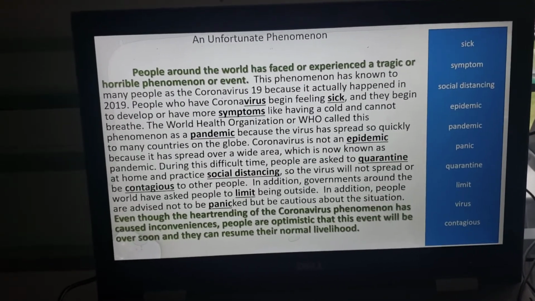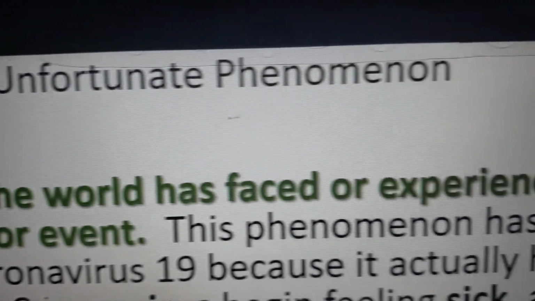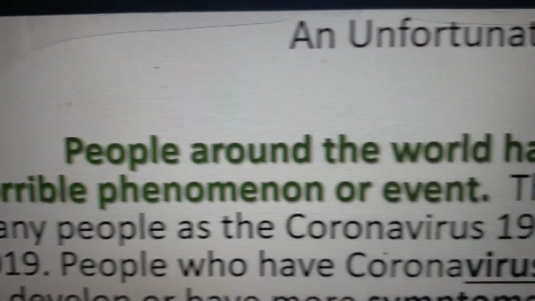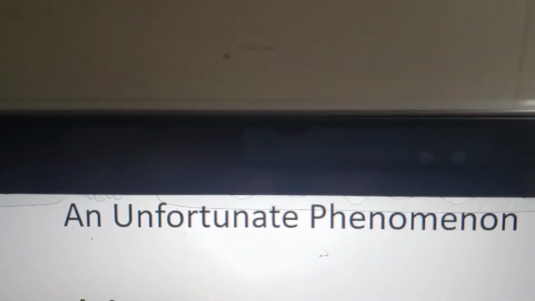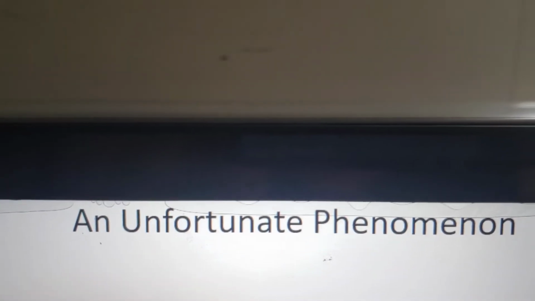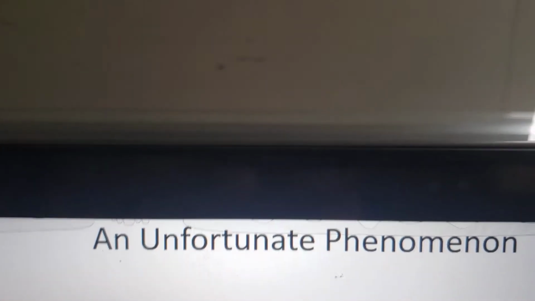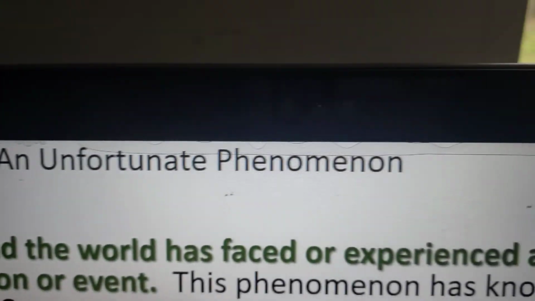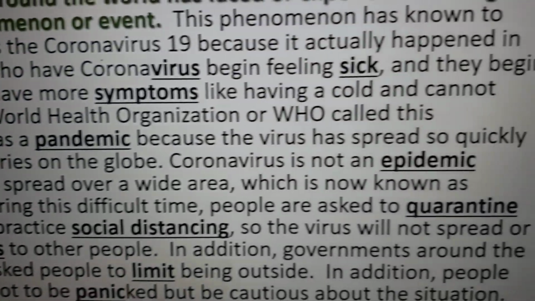Now, I have 2 sentences that I highlight. The first sentence is green. This sentence here is called a topic sentence. Well, you begin with the story. The story has a topic. The topic is the title, the name of a story. So the topic of this story is called Unfortunate Phenomenon. So the first sentence here is called the topic sentence. Then this sentence here is called the supporting details.